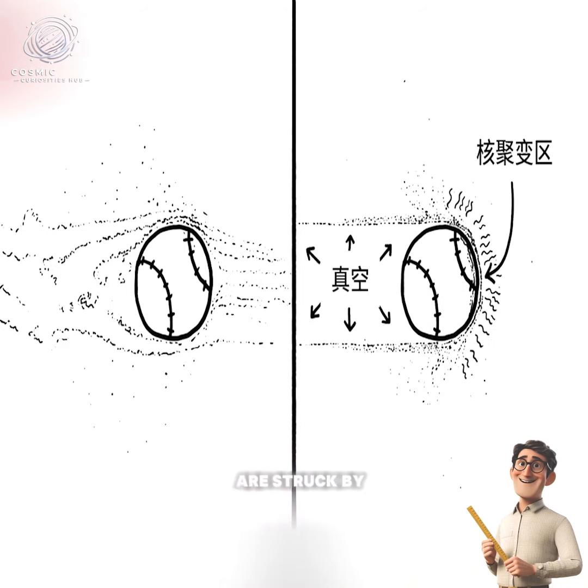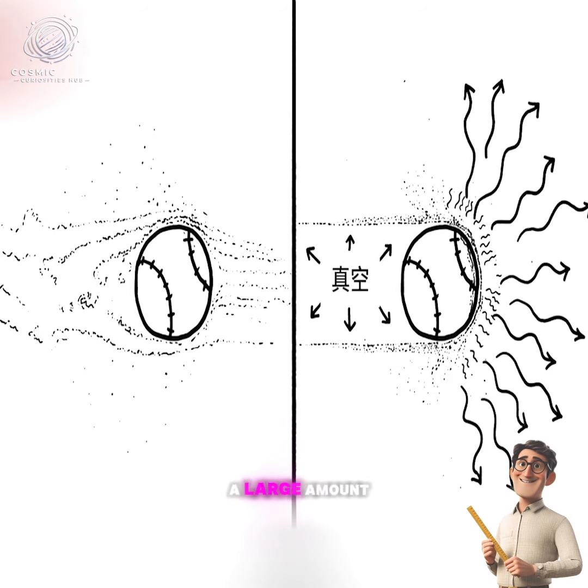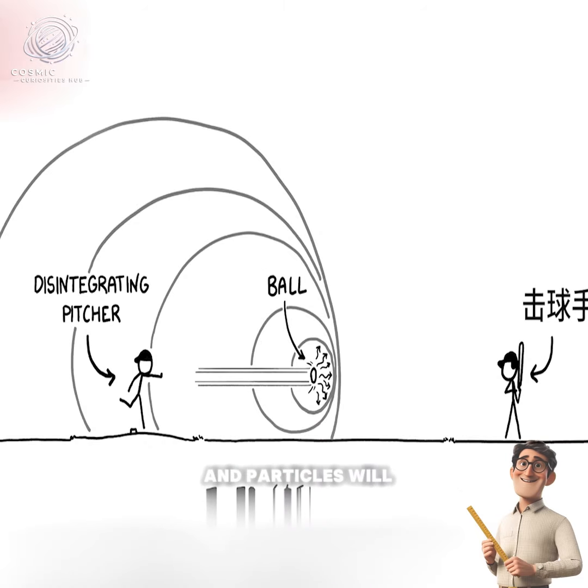These air molecules are struck by the baseball. The violent impact will actually cause the nuclei in the air and the nuclei in the baseball to undergo nuclear fusion. With each collision, a large amount of gamma rays will be released, as well as scattering subatomic particles. These gamma rays and particles will diffuse outward. The center of these energy spheres will move forward with the baseball.